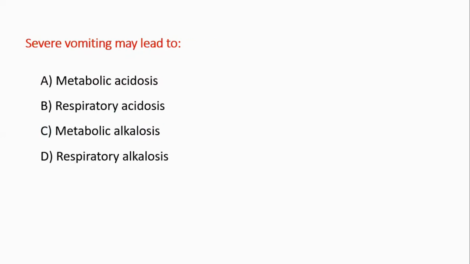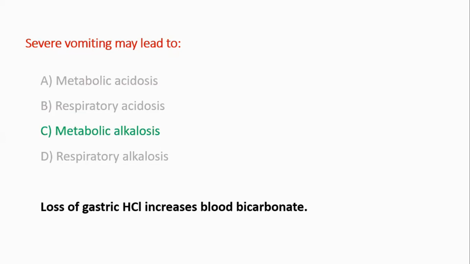Severe vomiting may lead to metabolic acidosis, respiratory acidosis, metabolic alkalosis, or respiratory alkalosis? Your stomach contains hydrochloric acid. So if a person loses a large amount of gastric acid through vomiting, what happens to the blood pH? And the right answer is metabolic alkalosis. Loss of gastric HCl increases blood bicarbonate.